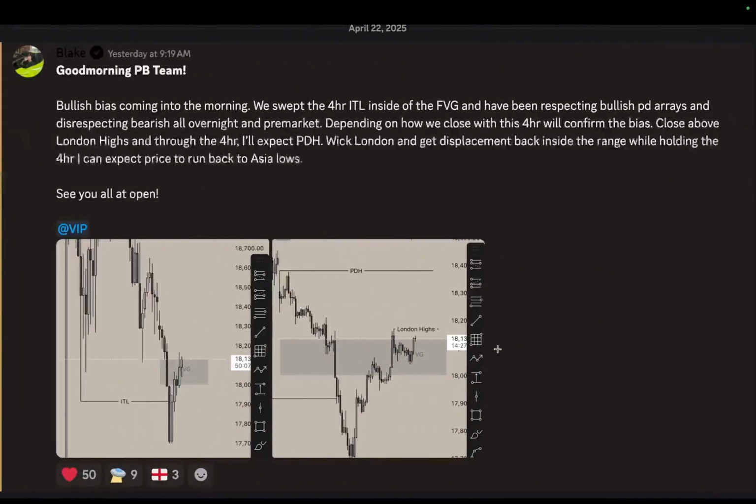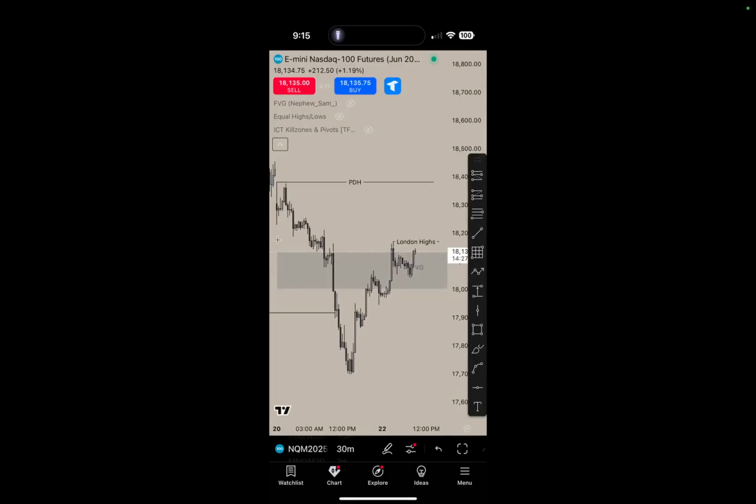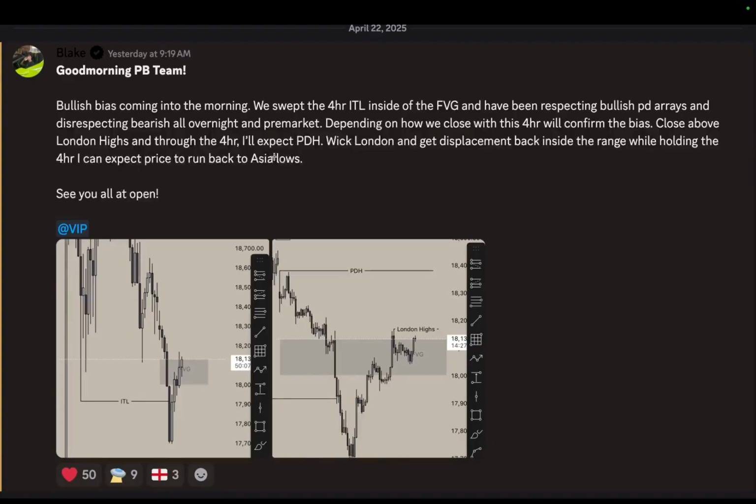Now, for the final bias of the day, we have this. I said it was bullish bias. We set up this 4-hour intermediate low inside of this gap, and we've been respecting bullish PD arrays and disrespecting bearish all overnight in pre-market. So depending on how we close with this 4-hour, we'll confirm my bias. If we close above this 4-hour, then what can we see? Well, we have previous day high, we have this area here, we have higher prices up here, right? So a lot of higher targets, okay?